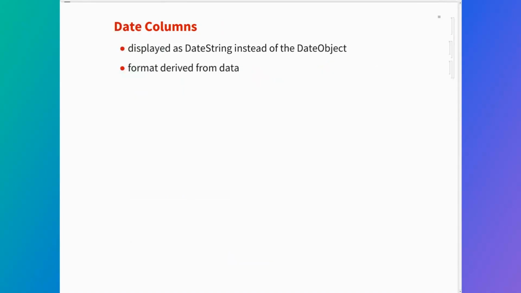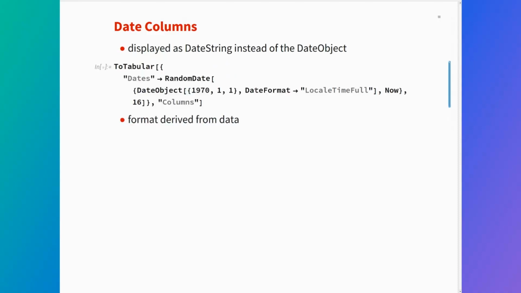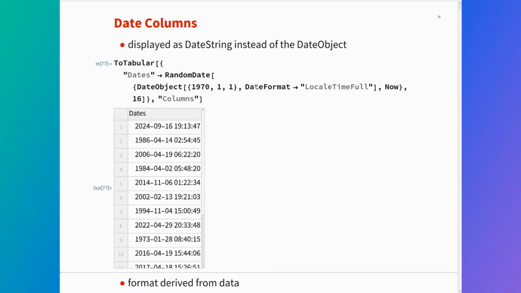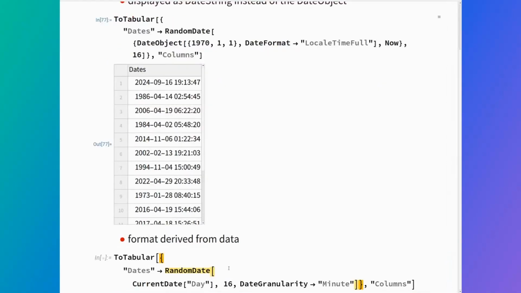For date columns, this is something that Dataset does, and we inherited that. Dates are displayed as the date string instead of the date object. If you manually specify the date format while you're creating the column or the date objects, it'll use that. So that gives you a bit of a hook into how the data is going to be displayed. But we also have some neat hooks for automatic adjustment of how the data is displayed.